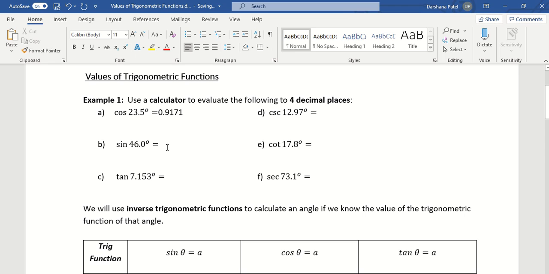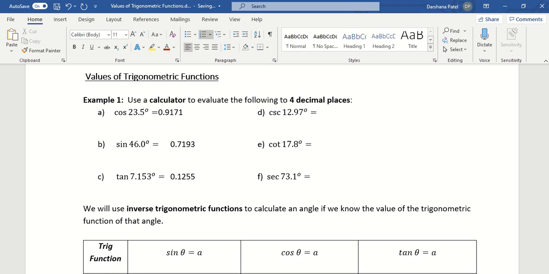For the second one, we press sine of 46 degrees. Sine of 46 degrees should give us 0.7193. Then the next one is tan 7.153. We get 0.1255.